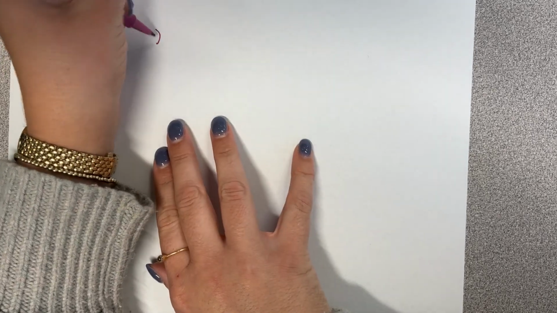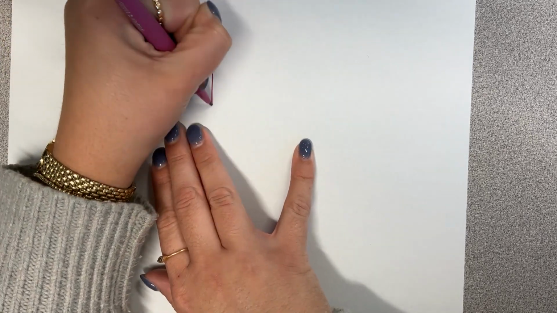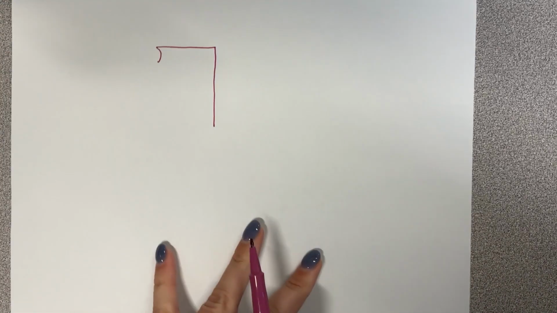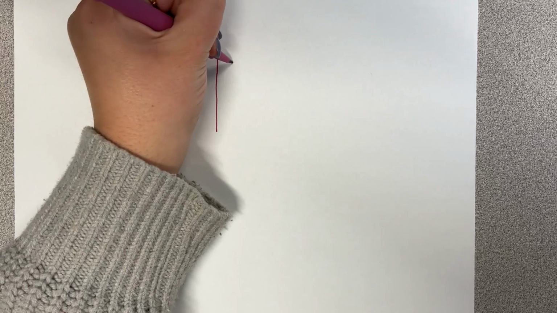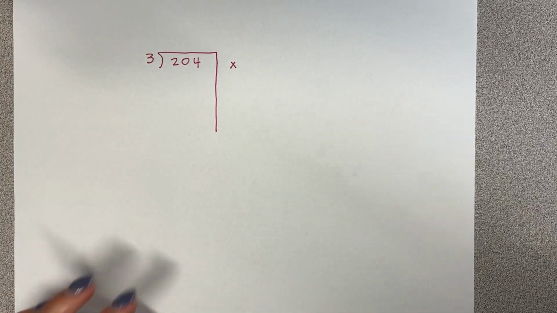To solve this, you're going to create your big 7, which is our partial quotients box, partial box, whatever you want to call it. We always put our big number on the inside. We put our smaller number on the outside. Off to the side over here, I'm going to start thinking about multiplying.